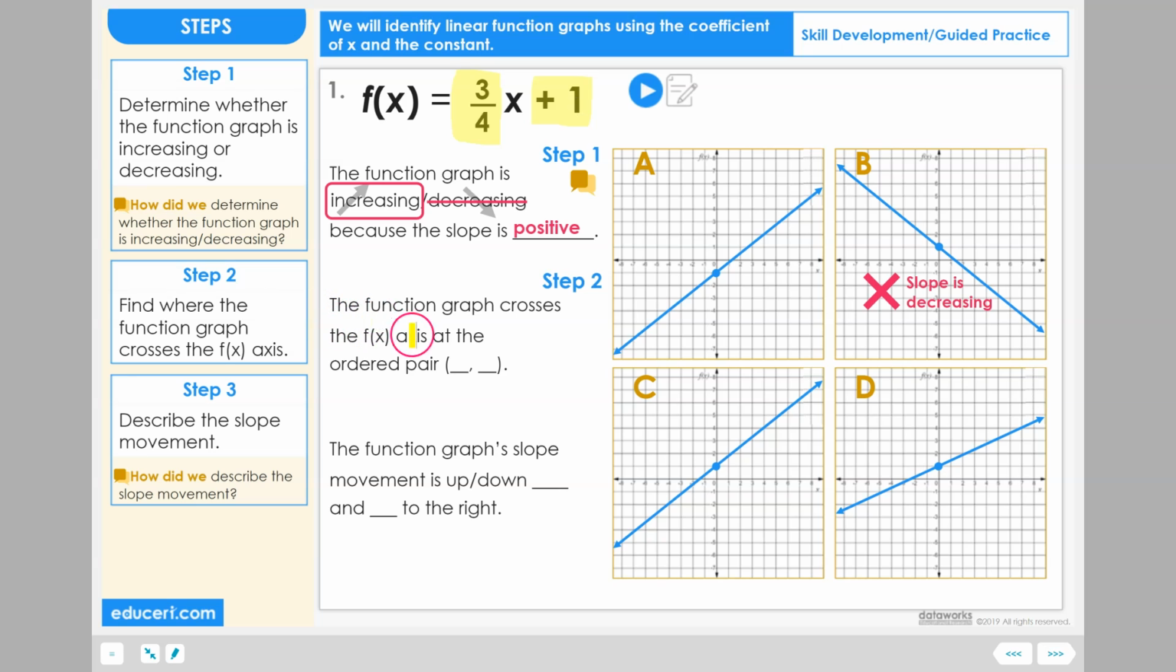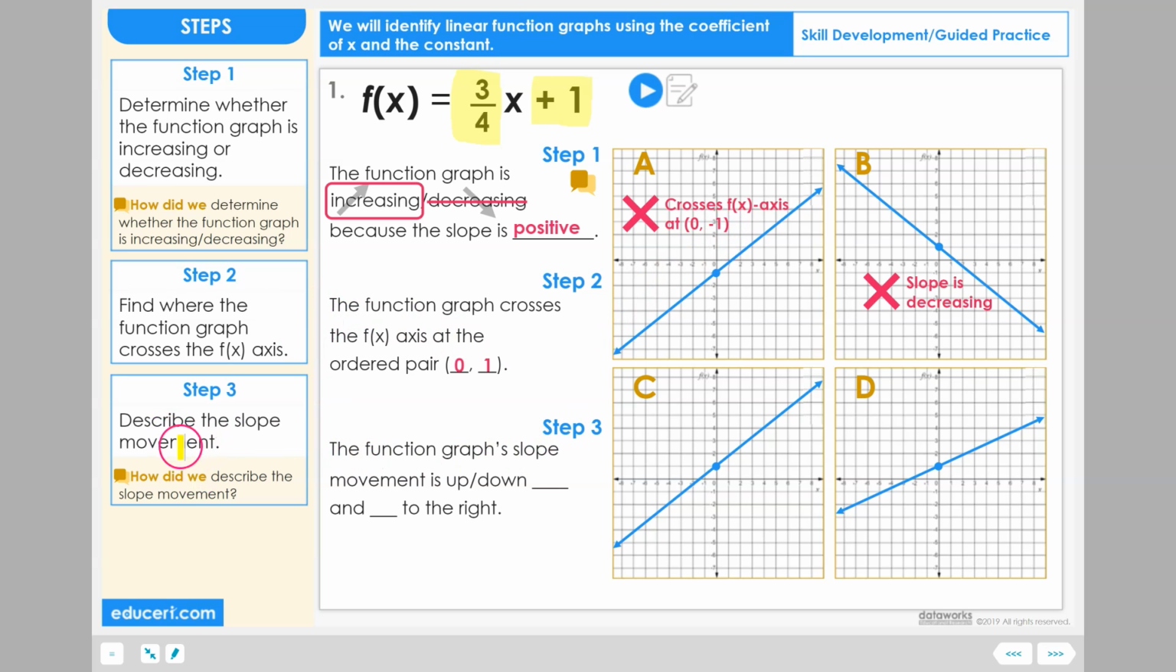So we know that the function graph crosses the f of x axis at the ordered pair 0, positive 1. Let's check the remaining options. Graph A crosses at 0, negative 1. Graph C crosses the f of x axis at 0, positive 1. And graph D crosses the f of x axis at 0, positive 1 also. So now we can eliminate A as an option since this graph crosses the f of x axis at 0, negative 1.